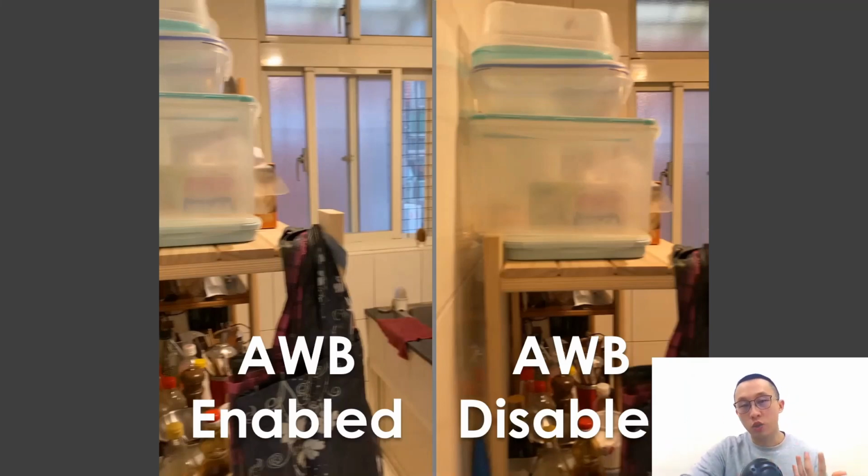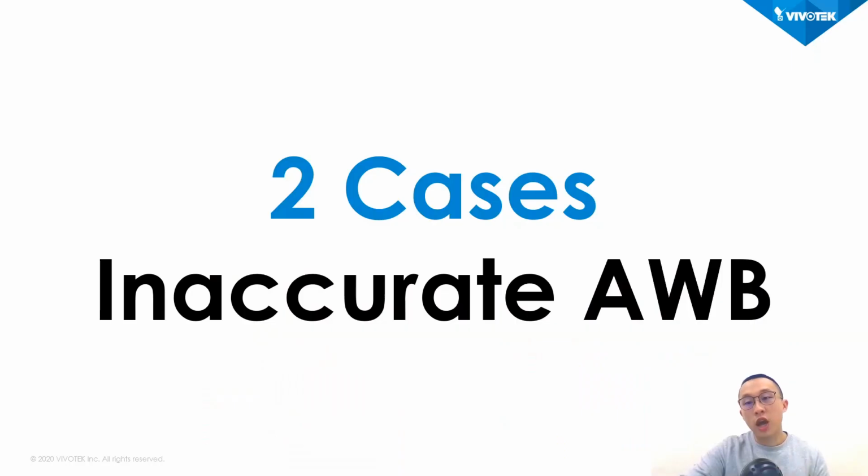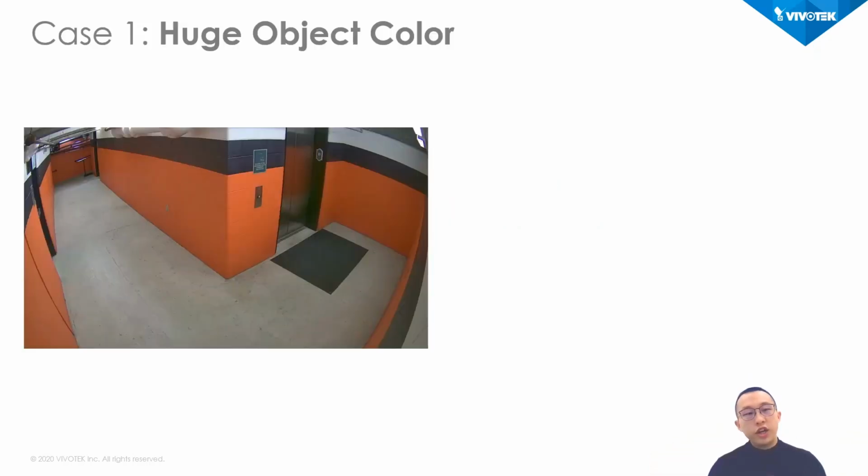However, it's not always perfect. So I'll walk you guys through two examples on when auto white balance could be inaccurate. First case where auto white balance wouldn't work properly is object color. Let me explain. Take a look at the image right here.